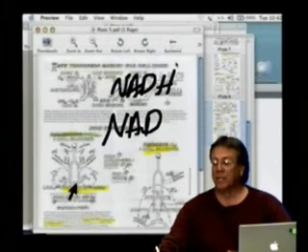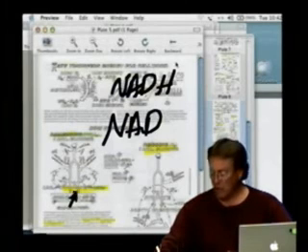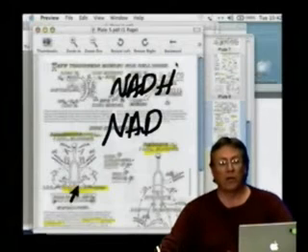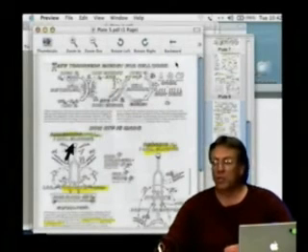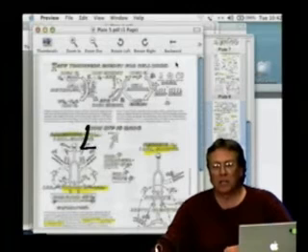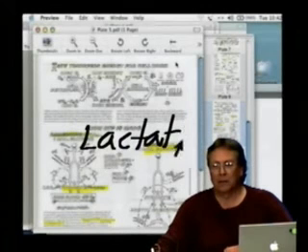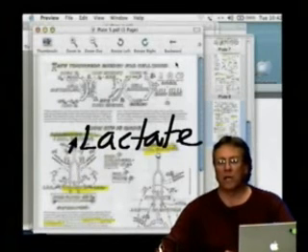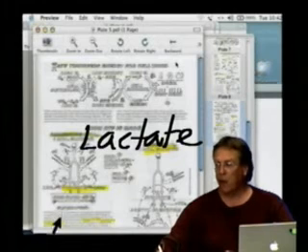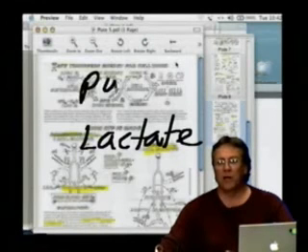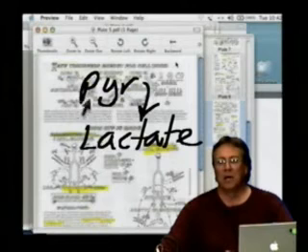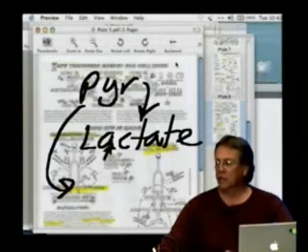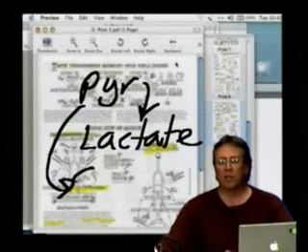Anaerobic metabolism results in the conversion of pyruvate to another compound. In human skeletal muscle, this compound is lactate. Now, it turns out that other anaerobic organisms will take sugars and convert them to other compounds. So instead of pyruvate going to lactate, if you have the right yeast, pyruvate is converted to ethanol.